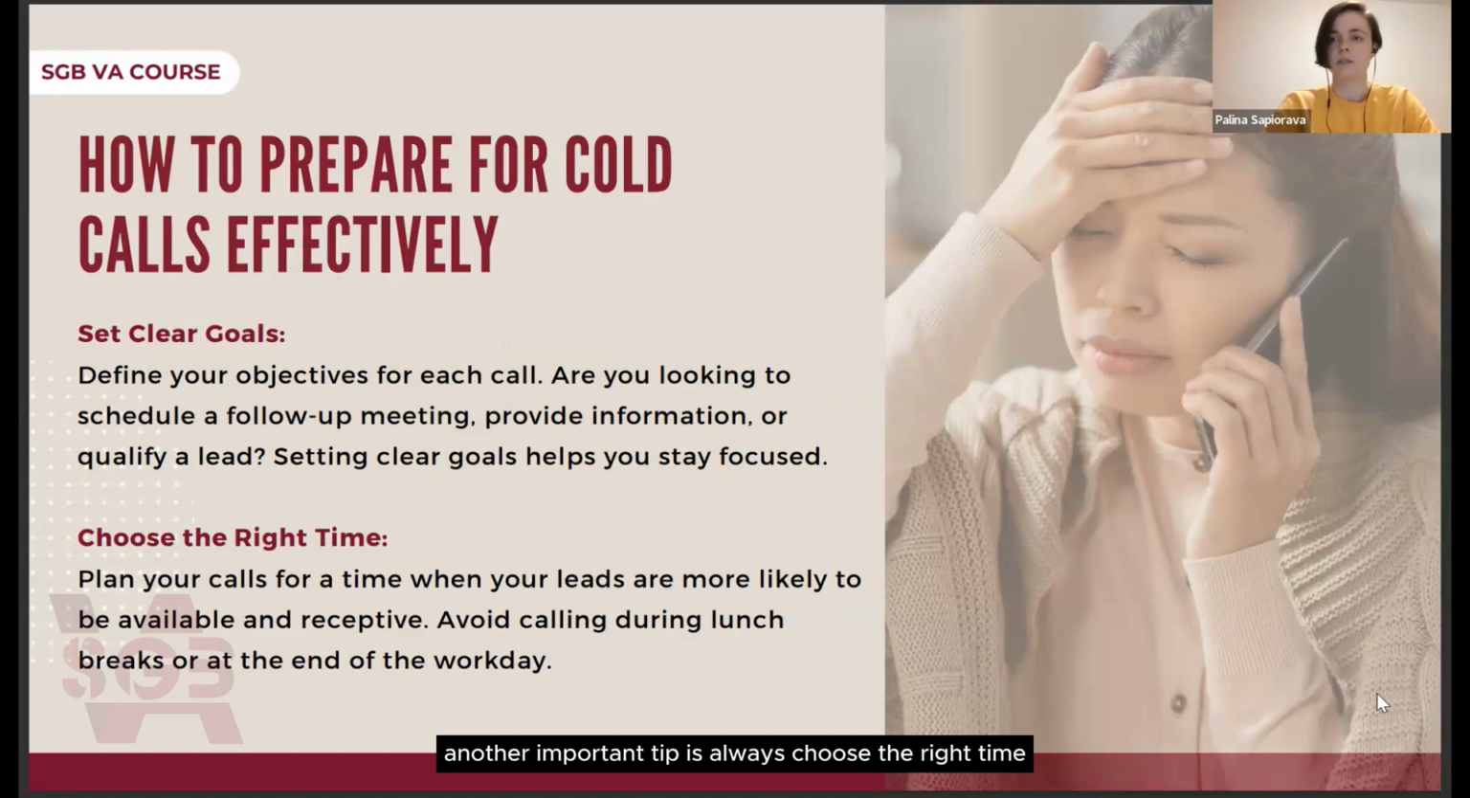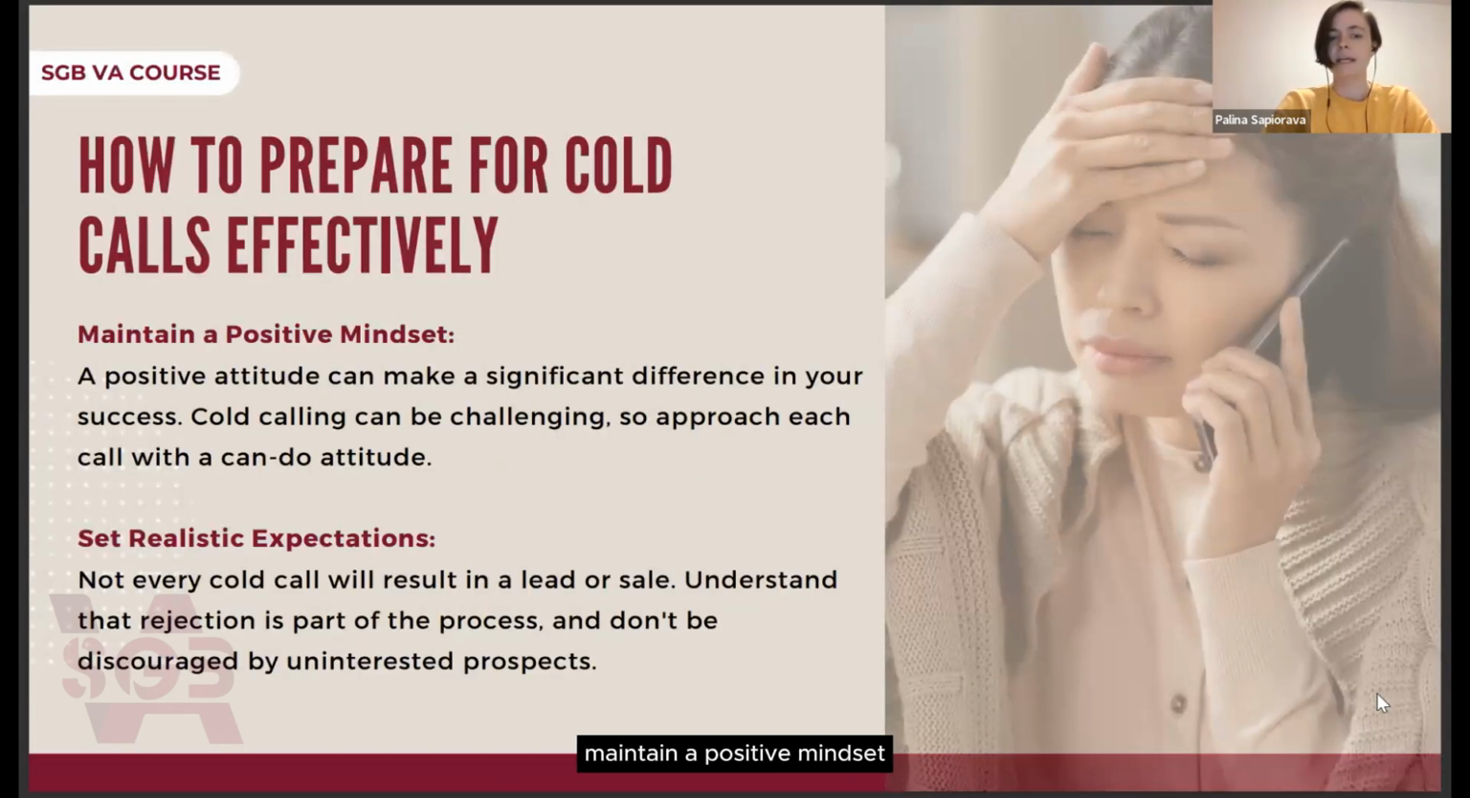Another important tip is always choose the right time. Beware of the time difference. So avoid calling during lunch breaks or at the end of the day when people aren't really interested in additional work. But again, the time difference is really important because that might be a morning in your country, but when you're calling a person, it might be a late night for them. So they definitely wouldn't be interested in a cold call now, and most likely they wouldn't be interested in any cold calls from you later. So always mind that.